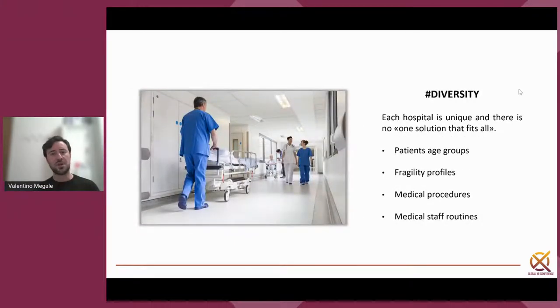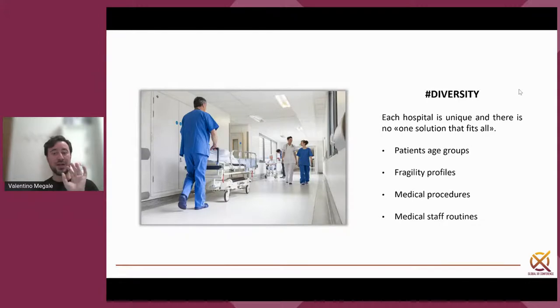Also, when working in the hospitals, we need to remember that every hospital is unique. Every patient is unique. And every medical procedure is unique. So when providing a virtual reality solution, the design of the solution should be informed and guided by this diversity. We should know what is the age group of target patients. We should know what is the fragility profile, so what patients can do and what patients cannot do, what are the limits from the emotional, physical, cognitive point of view.